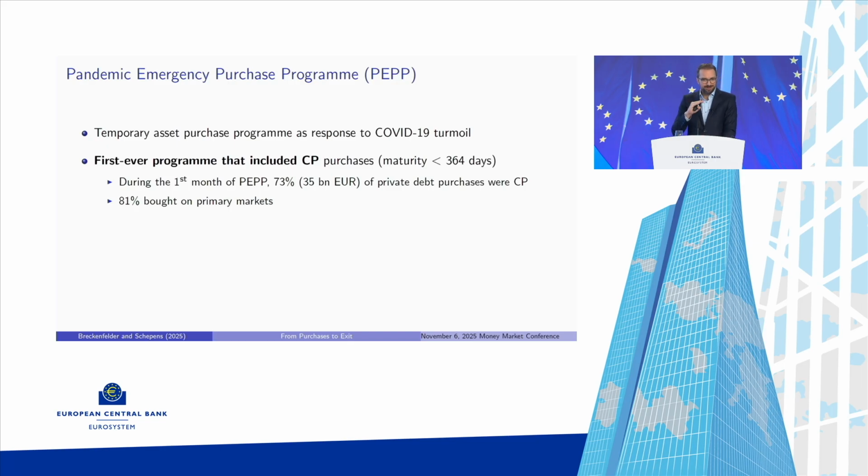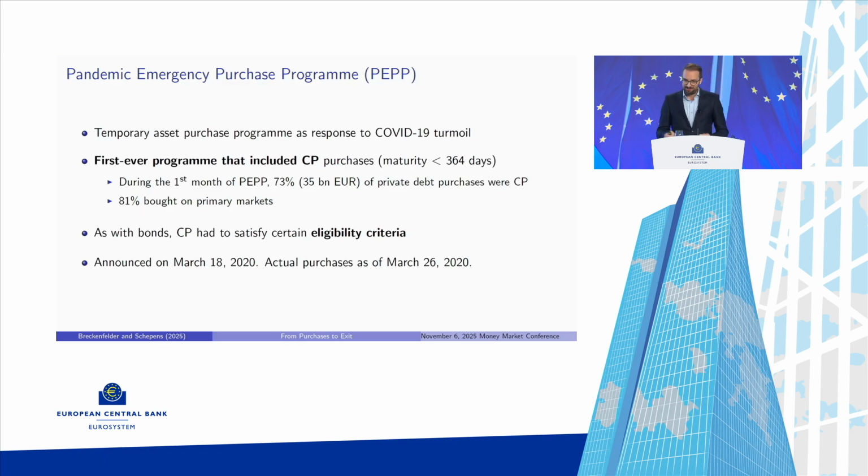So let me review just in 2 bullet points the Pandemic Emergency Purchase Programme, which was a temporary asset purchase program as a response to the COVID-19 turmoil, and it was the first ever program that included commercial paper purchases. And in fact, during the first month of the PEP, 73% of all private debt purchases were commercial paper. Now, as I told you before, the investor base is not as diversified. So what the central bank ended up with is buying on the primary market. 81% was in fact bought on the primary market.